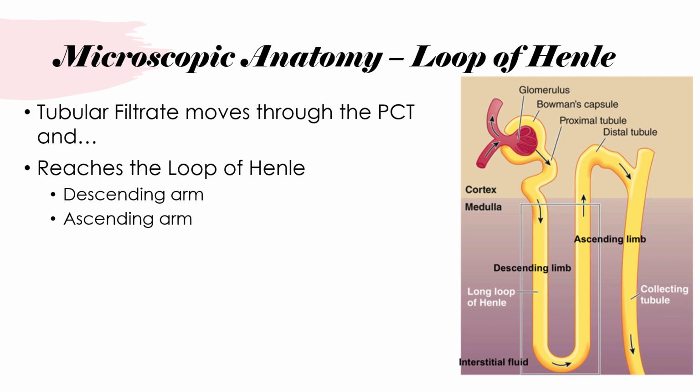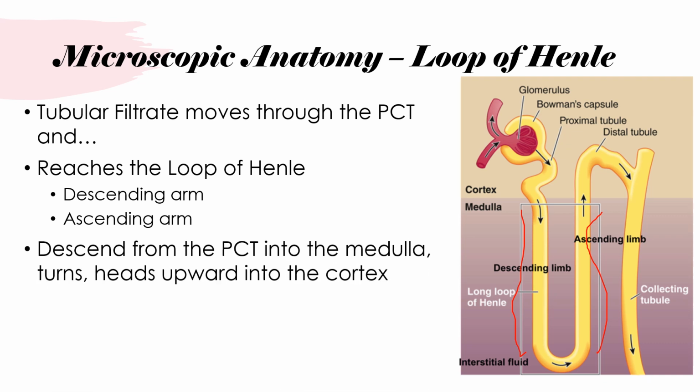Within the loop of Henle, in this picture, we see a descending and an ascending limb. It's going to descend from the PCT into the medulla. Okay, so look right here. There's the cortex and the medulla. So the PCT, Bowman's capsule, glomerulus, all this is up here. And then once we cross over into the medulla, starts our loop of Henle for the descending. It's then going to turn, hairpin turn down here, and go up through the ascending loop of Henle. And that's going to then go back from the medulla into the cortex.